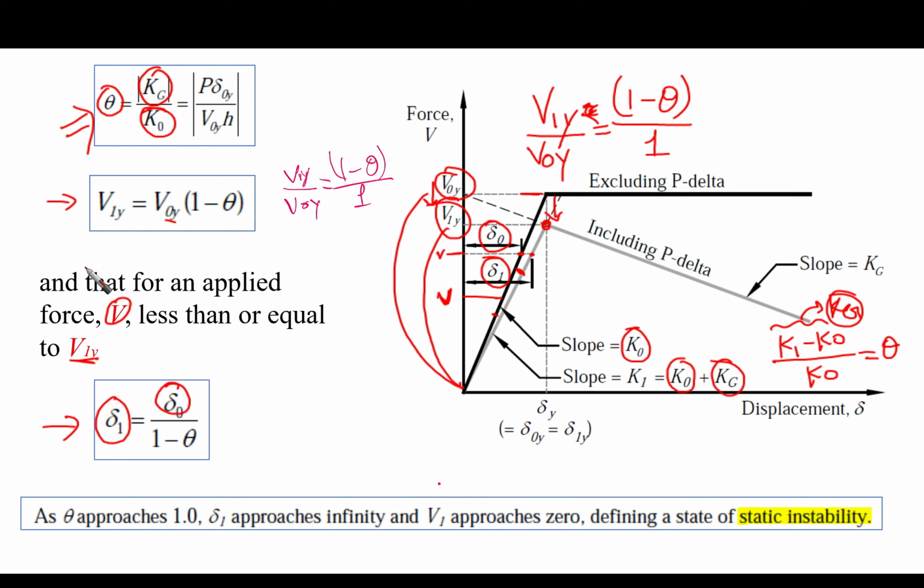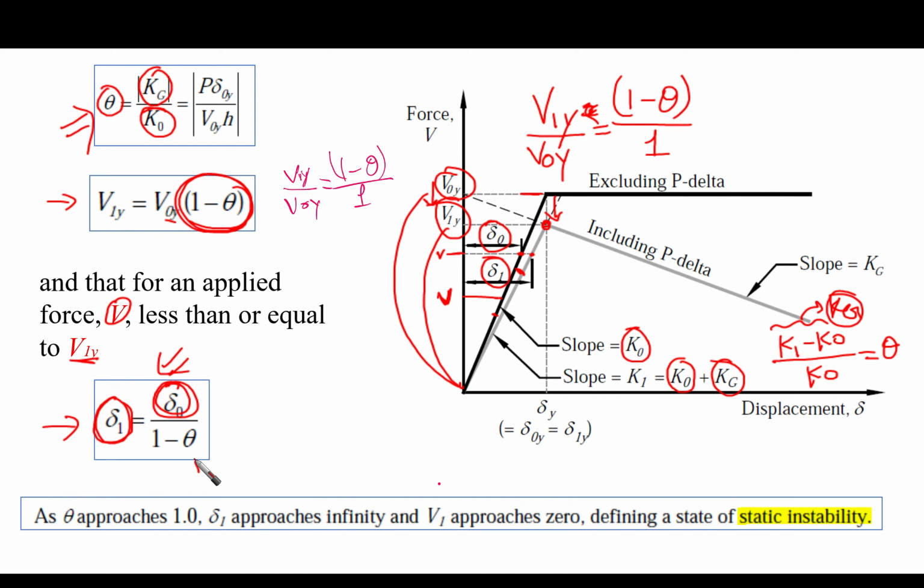So now we can understand something very important: the capacity of the structure, which is V1 yield, is going to be reduced by the factor 1 minus theta. However, the displacement corresponding to any base shear at any level equal to the yield or less than it is going to be delta node over 1 minus theta. Okay, so now this is an important outcome for us.